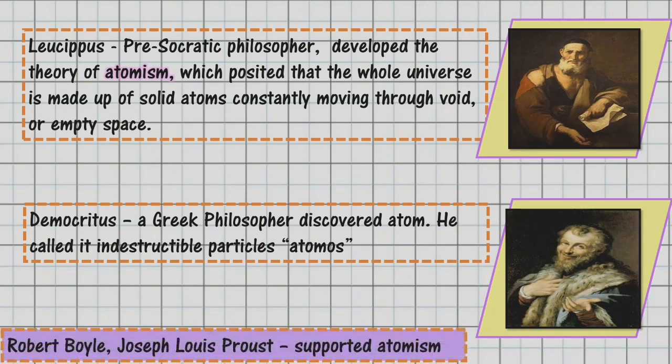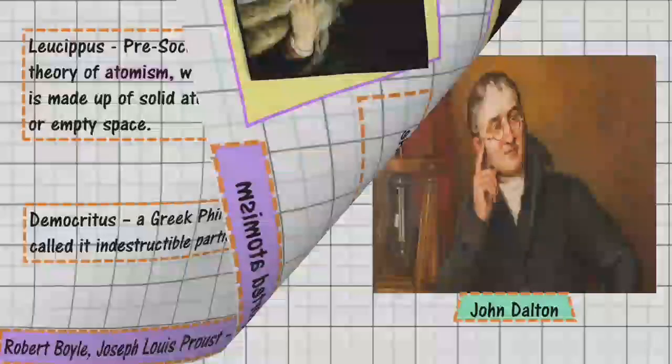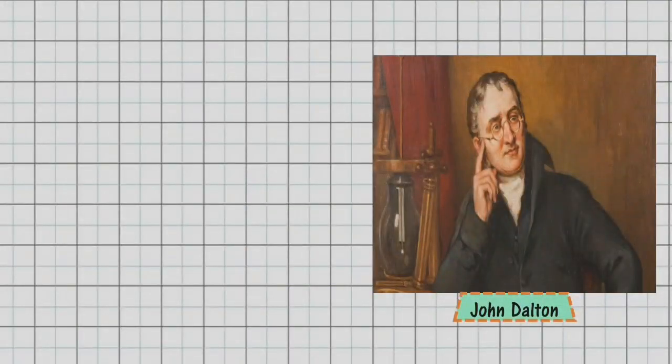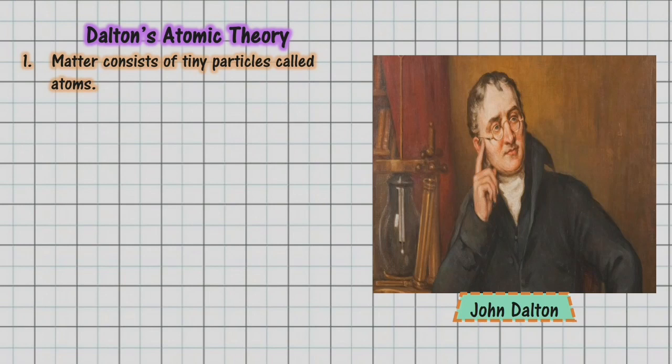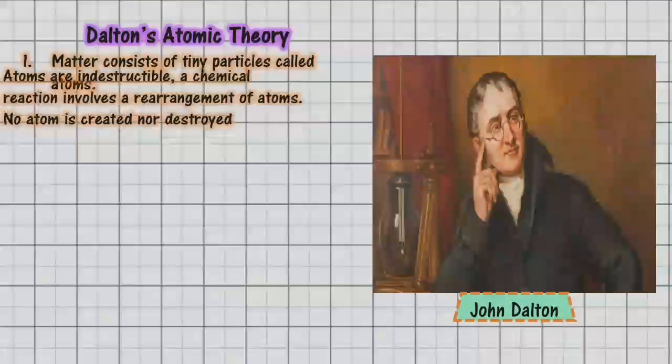There are a lot of philosophers, scientists, and experts who studied the atom, but Robert Boyle and Joseph Louis Proust supported atomism. The writings of some philosophers who supported atomism survived a long time during the Middle Ages. Their work reached 17th century scholars who were then able to perform experiments related to atomism. One of them is John Dalton.